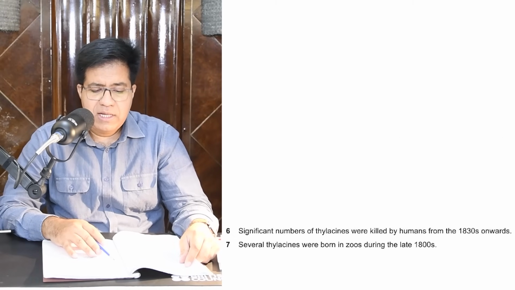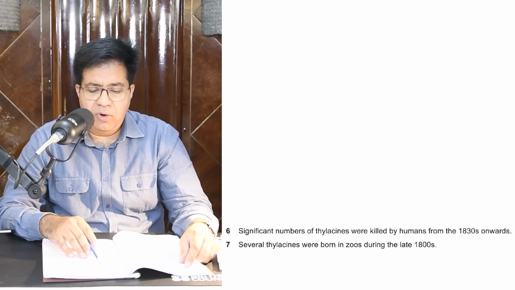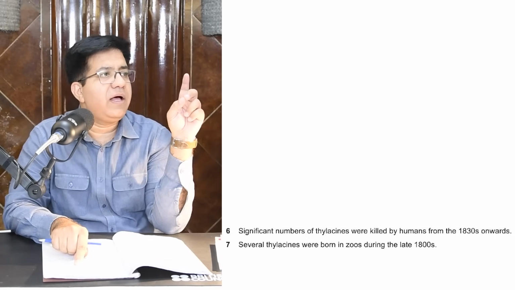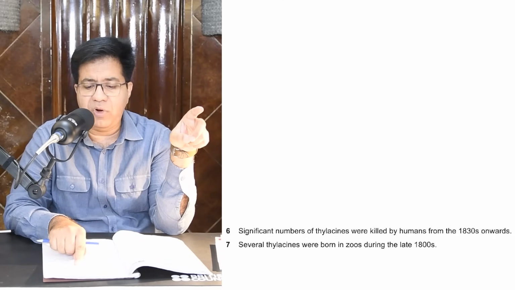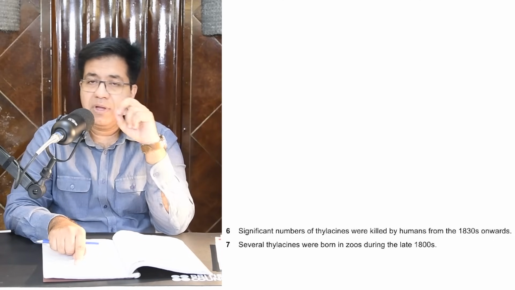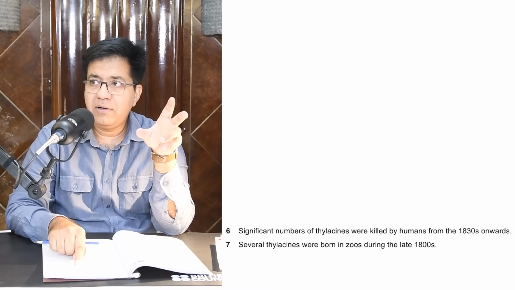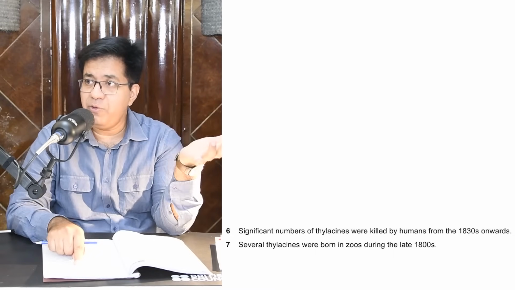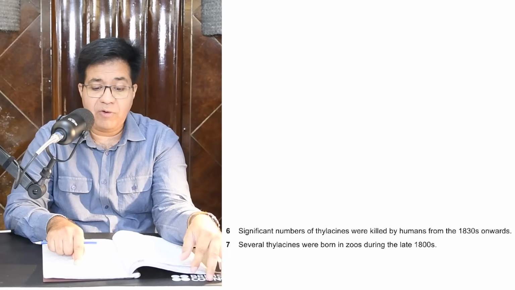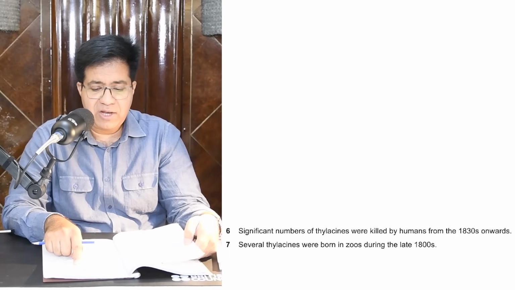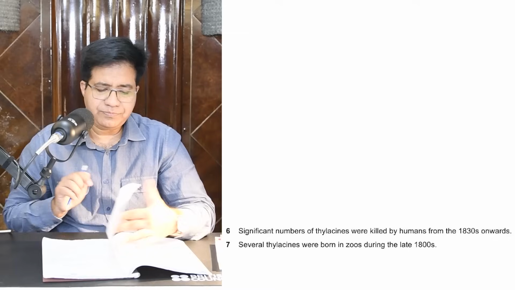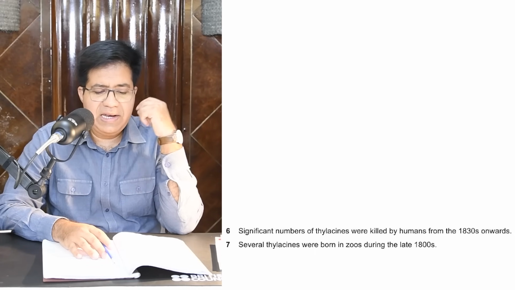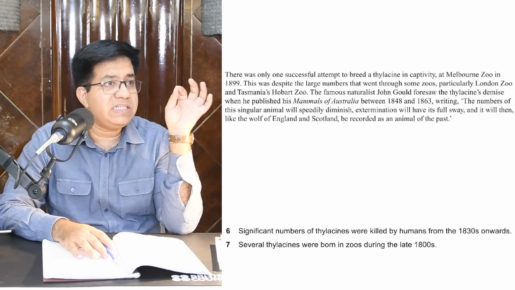Question number 7. Several thylacines were born in zoos during late 1800s. Now look here. If several thylacines were born in zoo, answer is true. If 1 or 2 were born, answer is false. And if they don't tell us several or few, answer is not given. Now we look for zoo, 1800s and all that.